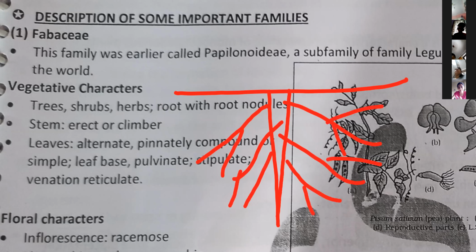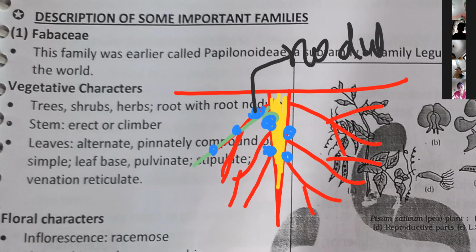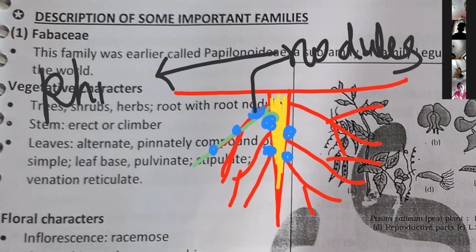On this taproot system, mainly on the primary branch. This is the main one, the primary root. Then the secondary root, and this one is tertiary. Tertiary roots are very thin. So mainly on the primary and the secondary branches, swollen structures are present. These swollen structures we call nodules, and since they are present on roots, we call them root nodules. In these nodules, rhizobium bacteria are present.